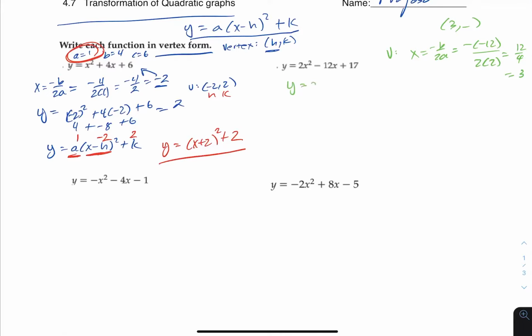So y equals 2 times 3 squared minus 12 times 3 plus 17. 3 squared is 9, 9 times 2 is 18, minus 36 plus 17. That's going to be negative 1, because 18 plus 18 would be 36, but that's 1 less, so 35 minus 1... negative 1. So my vertex is (3, negative 1).